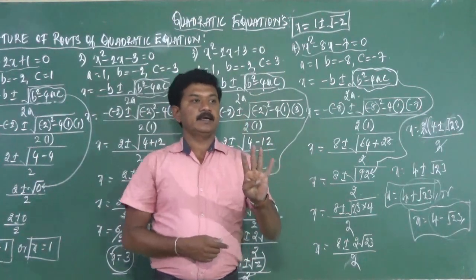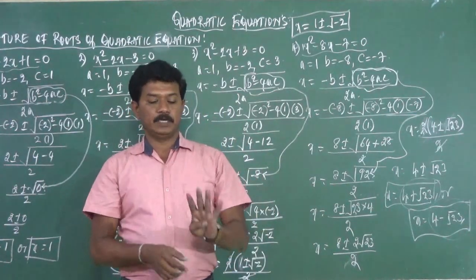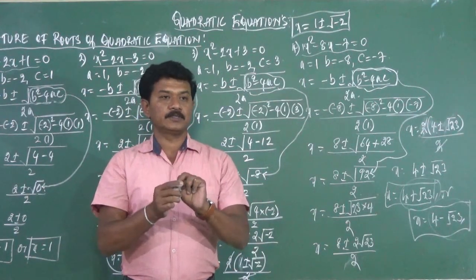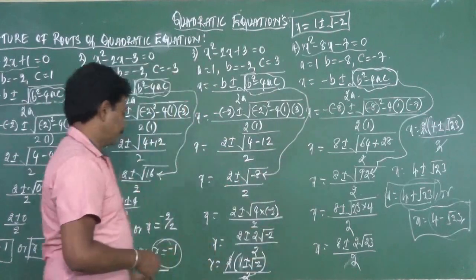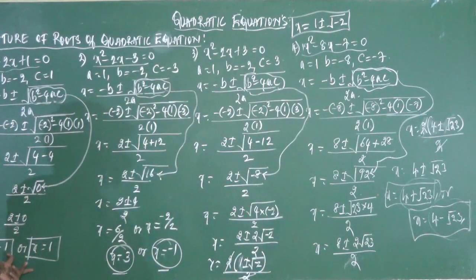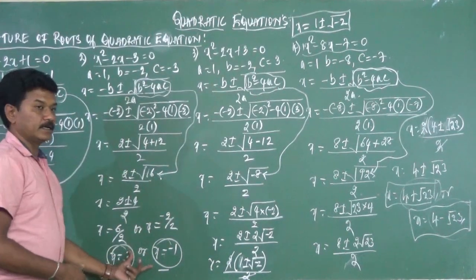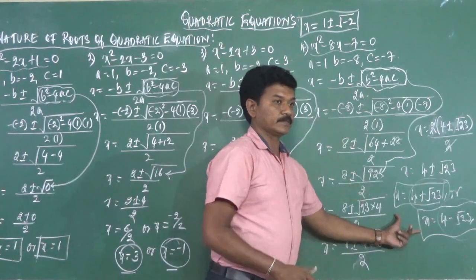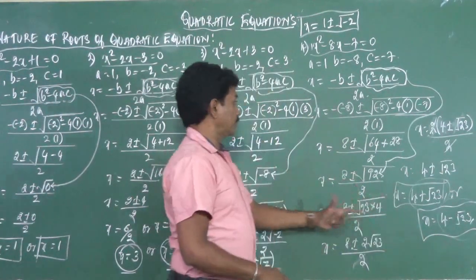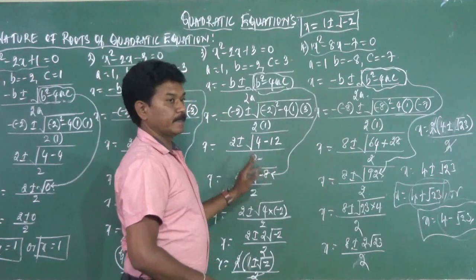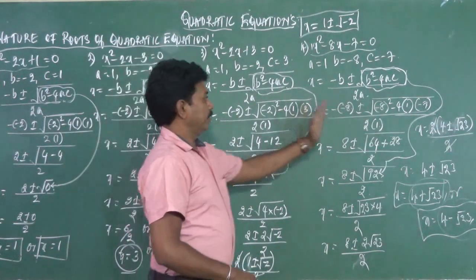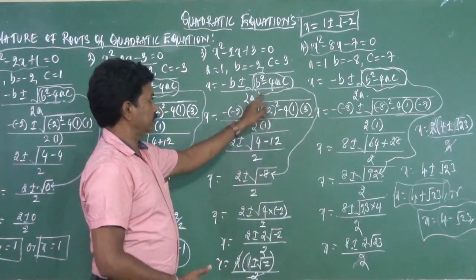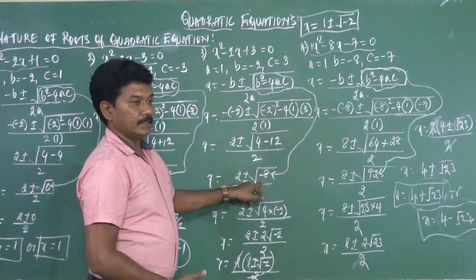These 4 types can be modified into 2 types. One is real roots and the other is non-real roots. Two categories. In real roots we have 3: roots are real and equal, roots are real and rational, roots are real and irrational. These 3 come under real roots. Those roots which are not real are when b square minus 4ac is less than 0. So in all the 3 cases we can see b square minus 4ac is equal to 0 or greater than 0. Only in this case we see that b square minus 4ac is less than 0.